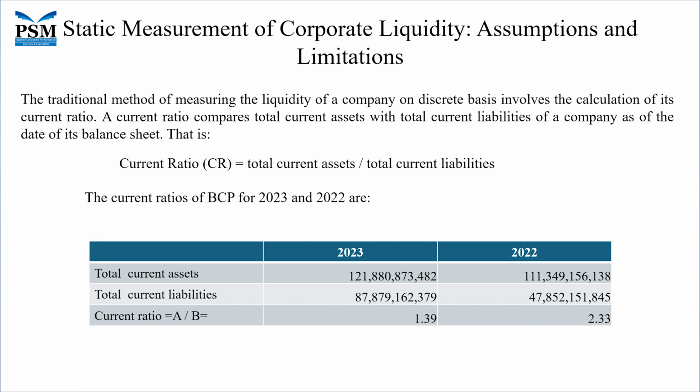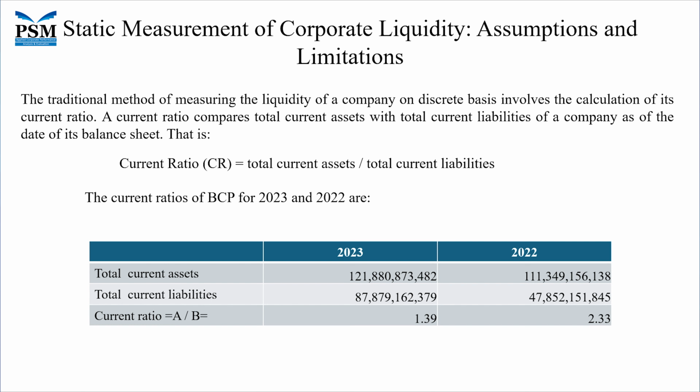For example, we want to calculate the current ratio of PCP for the year 2023 and 2022. From the balance sheet, we see that the company's total current assets is 121 billion, and 111 billion for the year 2022. We take also the total current liabilities, 87 billion and 47 billion.